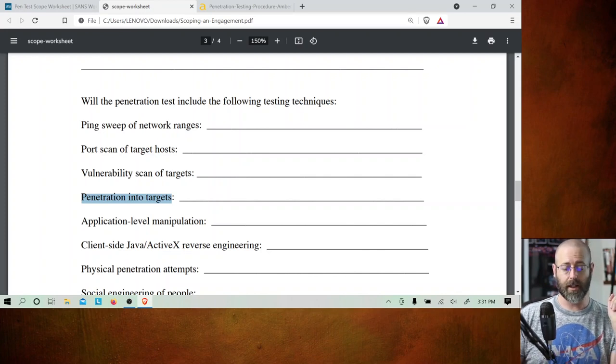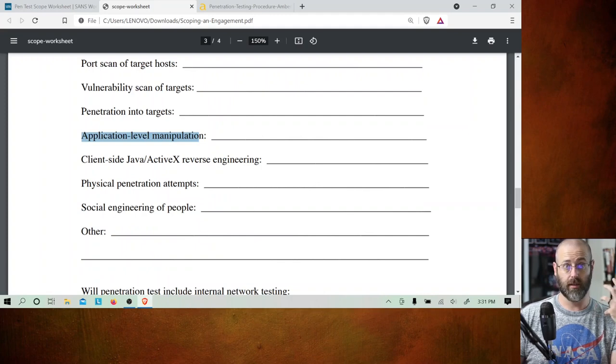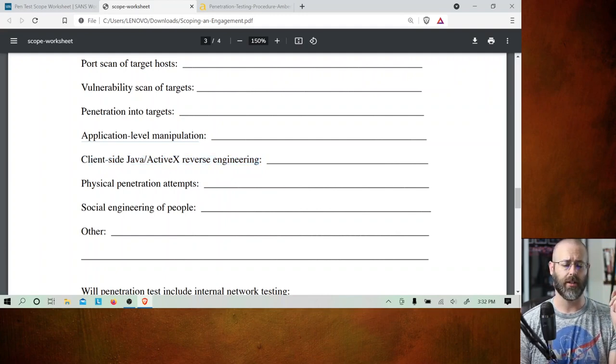That's up to them. Application level manipulation. I'm thinking this is probably kind of ambiguous, because there are web applications and desktop applications, network applications. But I'm thinking buffer overflows at this point. I think that might be what they're talking about. If I'm able to send a buffer overflow condition to that system, it very well may crash. And if that does happen, is that okay? Then we have client-side Java ActiveX reverse engineering. That's interesting. If you have client-side code or applications, am I allowed to have access to that and use that for my own ends? Or maybe they're talking about using client-side. It does say reverse engineering, so that's interesting.